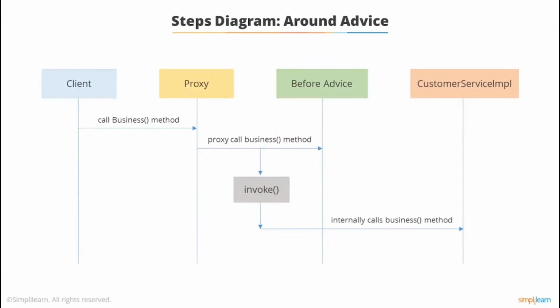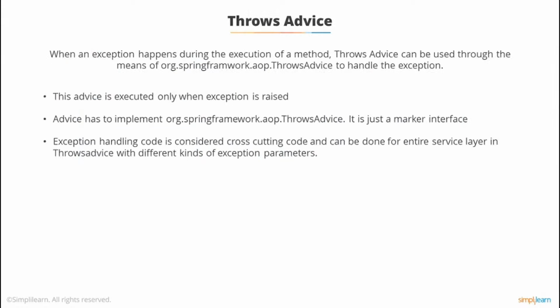So here you see you have a client trying to call the business method. The proxy intercepts. The proxy attempts to call the business method and then immediately calls invoke, and then it calls the business method post that. When an exception happens during the execution of a method, throws advice can be used through org.springframework.aop. The throws advice is used to handle exceptions.